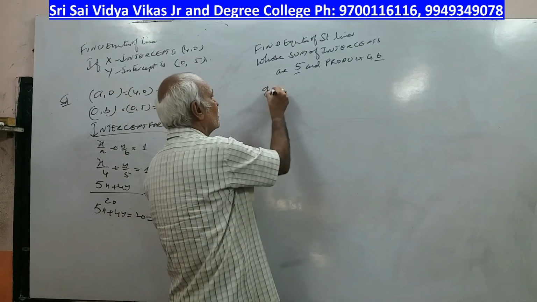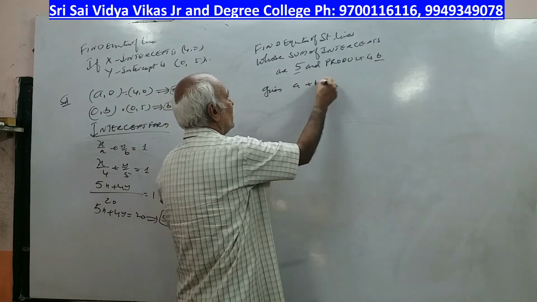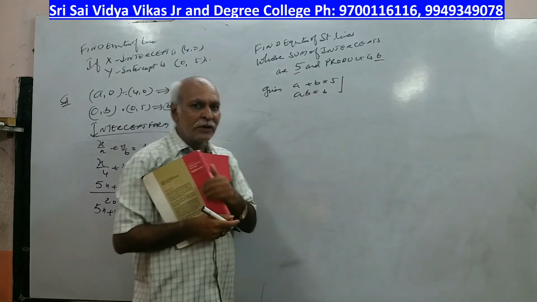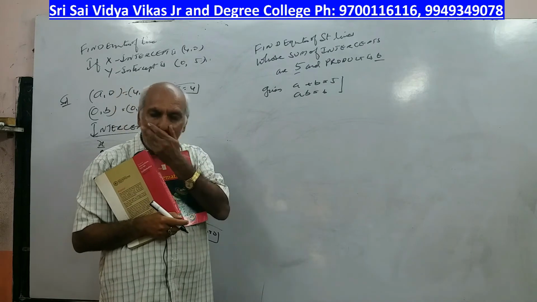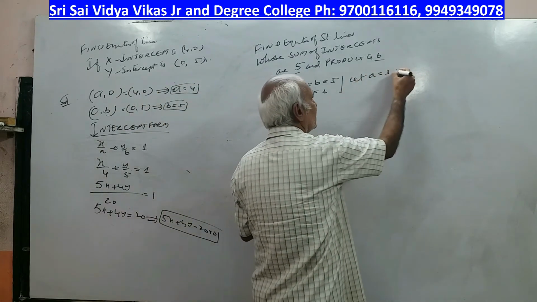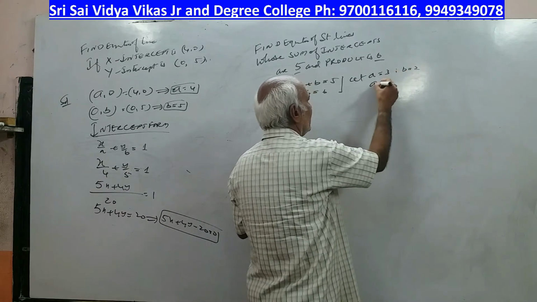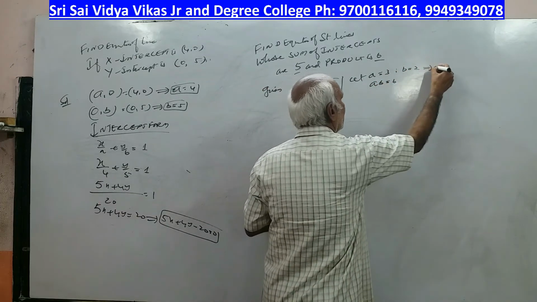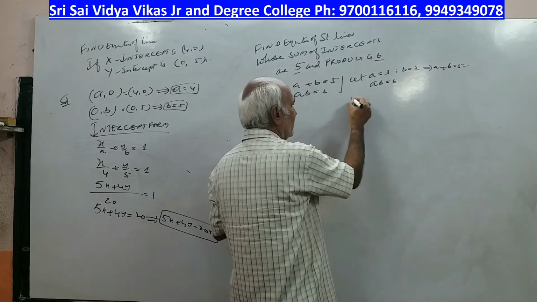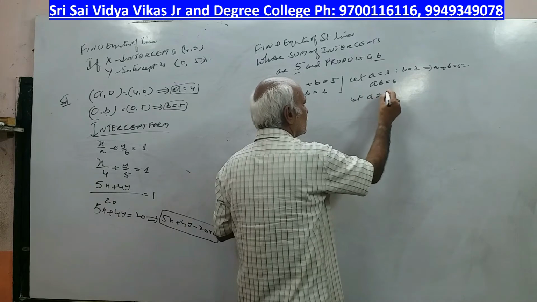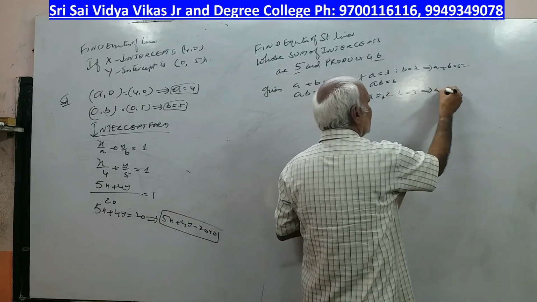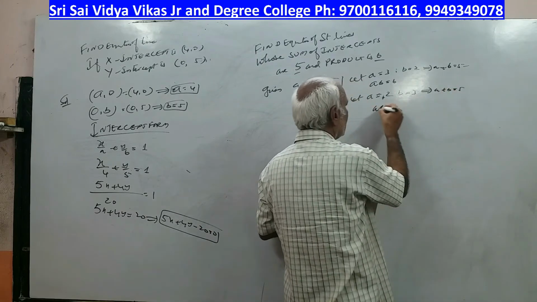Given a plus b is equal to 5 and ab is equal to 6. Okay, what is the given data, sir? a plus b is equal to 5, ab is equal to 6. Okay, let a is equal to 3 and b is equal to 2. Then ab will be 6 and a plus b will be 5. So it is satisfying. Again, let a is equal to 2, b is equal to 3. Then a plus b is equal to 5 and ab is equal to 6.